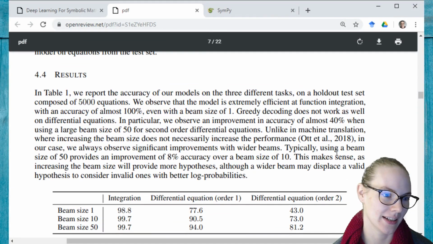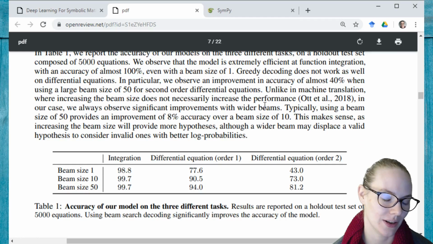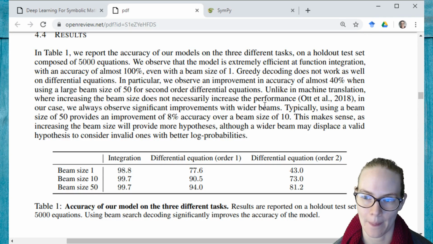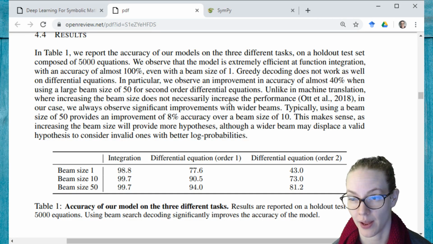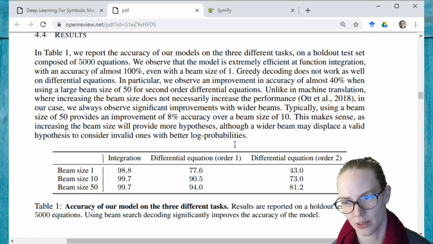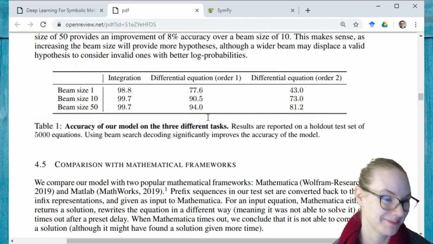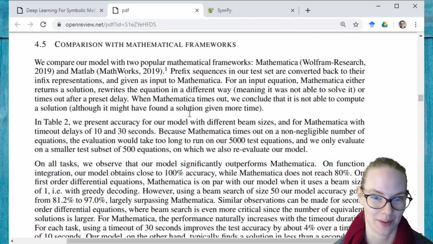So it's interesting. They're comparing this to natural language, where a bigger beam sometimes doesn't help, which can make sense because sometimes the correct parse of something is fairly unlikely, just because of the way language works, and they don't get that effect with symbolic mathematics. Well, this is sort of interesting. Comparison with mathematical frameworks.